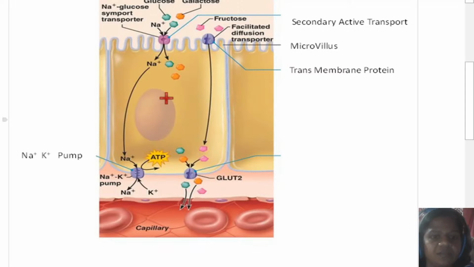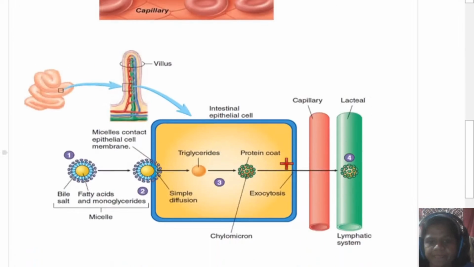It still needs to get into the bloodstream, right? So that it should get transported to the rest of the cells in the body. How does that happen? That happens through facilitated diffusion. Facilitated diffusion is through the transmembrane protein present in the plasma membrane. These transfer the glucose and the galactose from the inside of the epithelial cells to the outside. And from there, they enter into the capillaries, or blood vessels of the bloodstream.